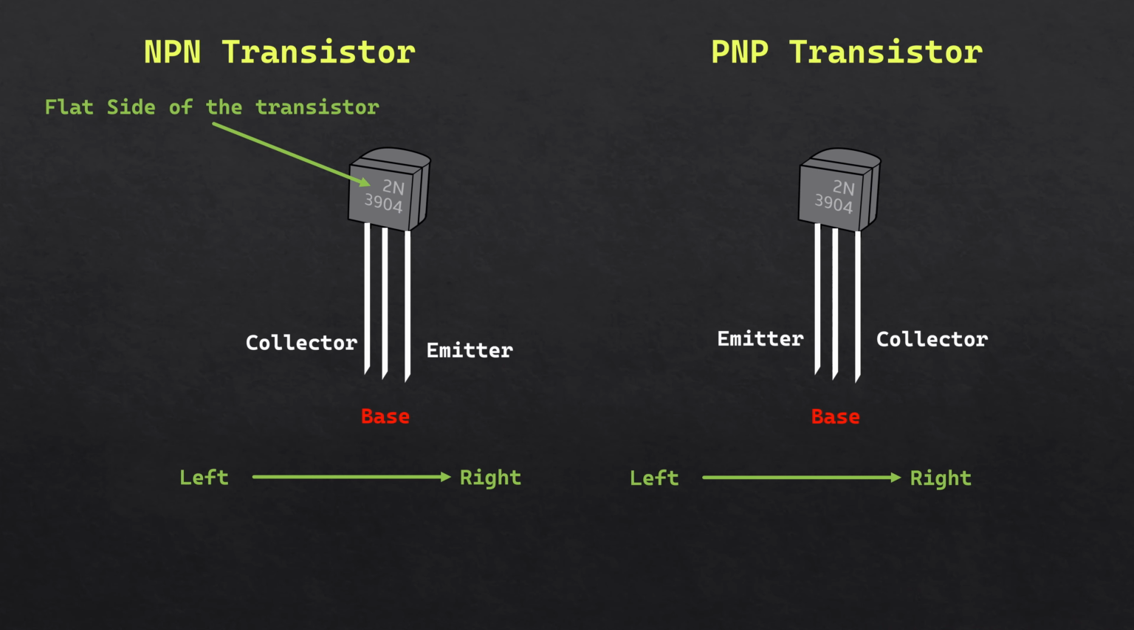In most cases, considering NPN transistors, when we keep the flat side of the transistor facing us, the pins from left to right are collector, base, and emitter respectively. In most PNP transistors, it is reversed. So it will be emitter, base, and collector from left to right.